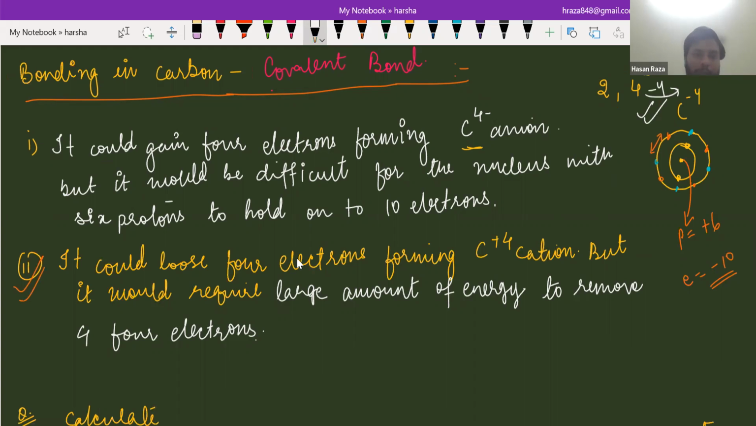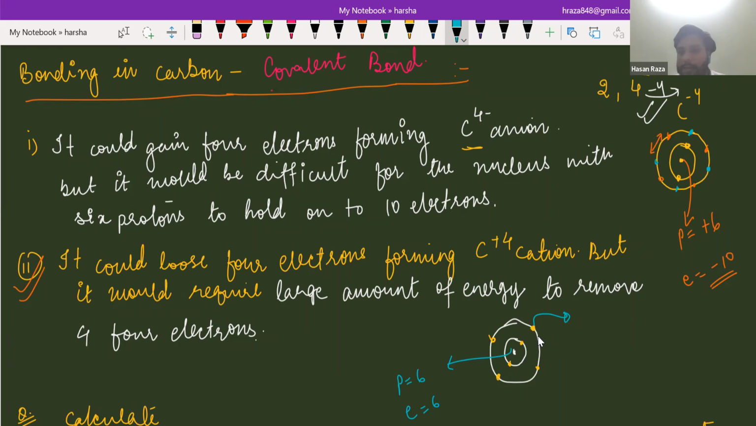It can lose 4 electrons. But when it loses 4 electrons, that means you are going to remove electrons from carbon. So see what happens. Initially 2 electrons are here and 4 electrons are here. The nucleus has 6 protons, and the total electrons in the atom is 6 initially. Now, if you want to take an electron from this carbon atom, you will have to spend some energy. You will have to give energy to excite this electron and remove it from carbon.